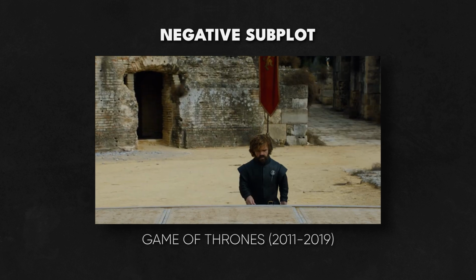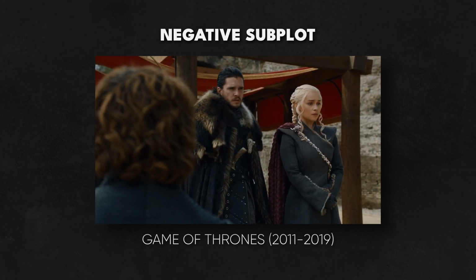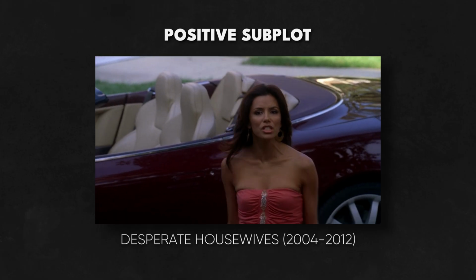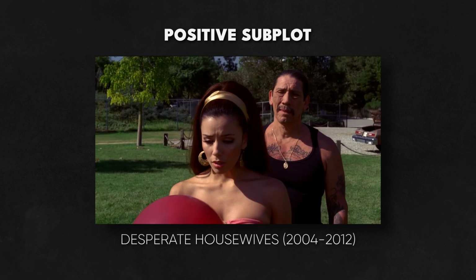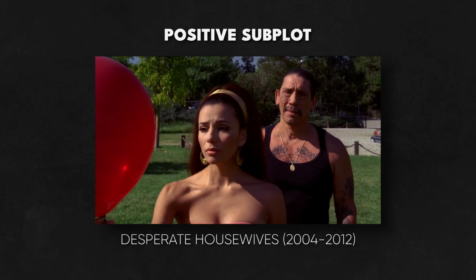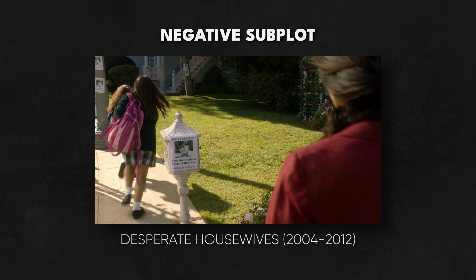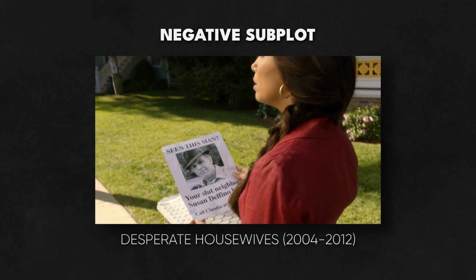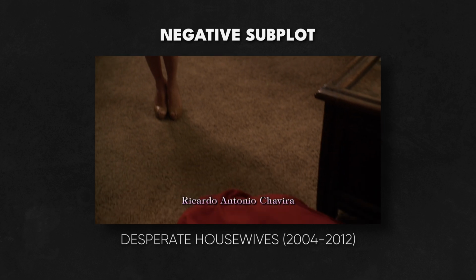A negative subplot, in contrast, is Tyrion's alliance with Daenerys. While well-intentioned, it does complicate his loyalty to his family and leads to mistrust and betrayals. Now, let's look at Desperate Housewives. Gabrielle's struggle to embrace motherhood is a positive subplot. It challenges her internal conflict, her belief that she's incapable of being a good mother due to her past trauma, and helps her grow. Meanwhile, her backstory with Alejandro, her abusive stepfather, serves as a negative subplot, introducing moral dilemmas and conflicts that ripple through the entire series.